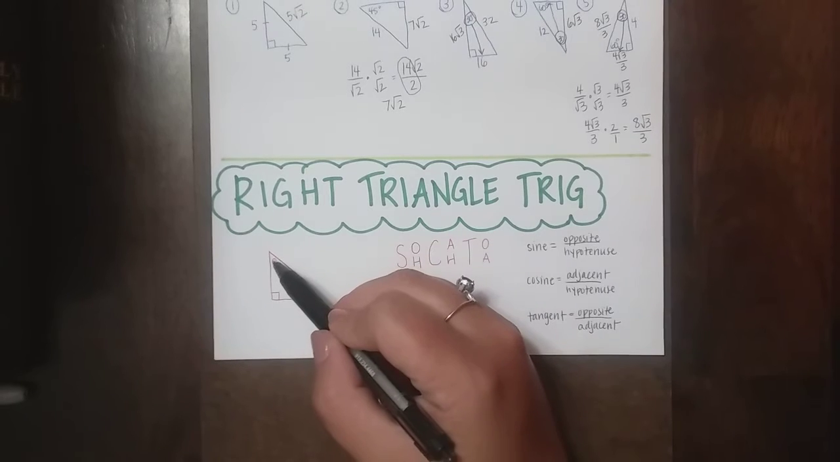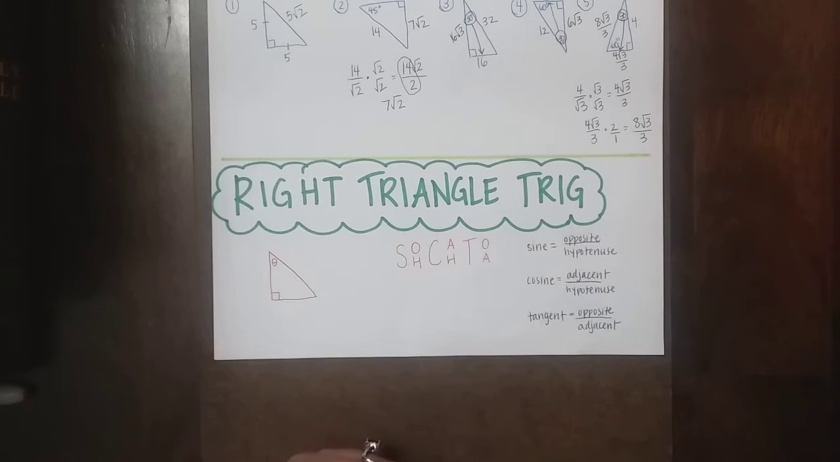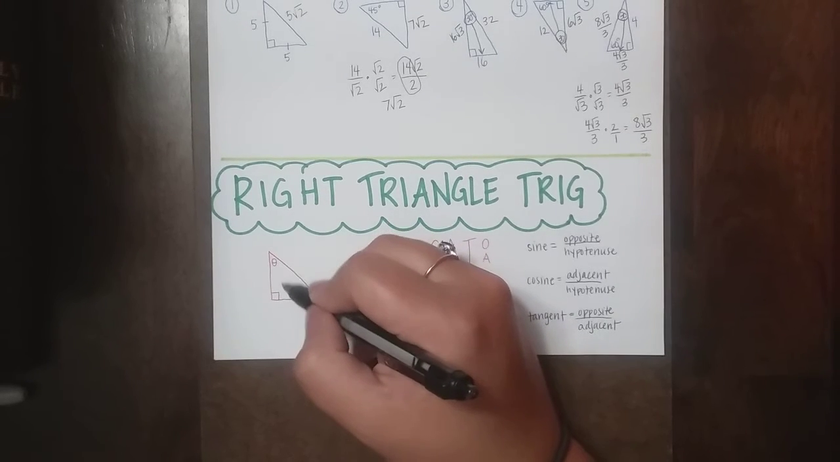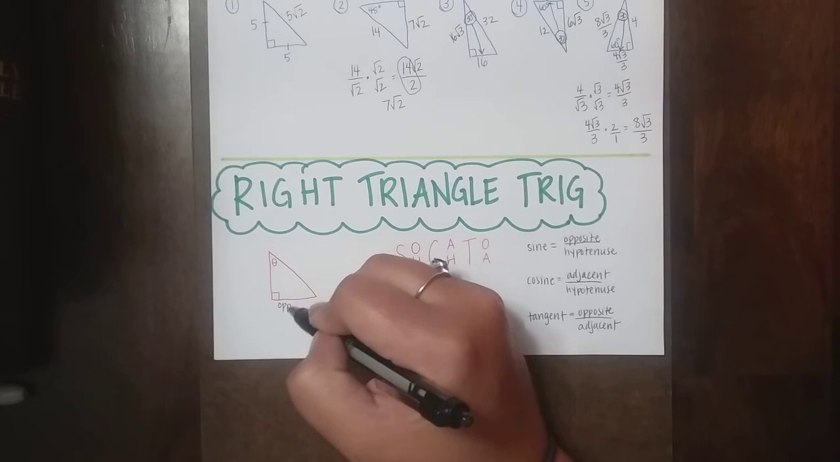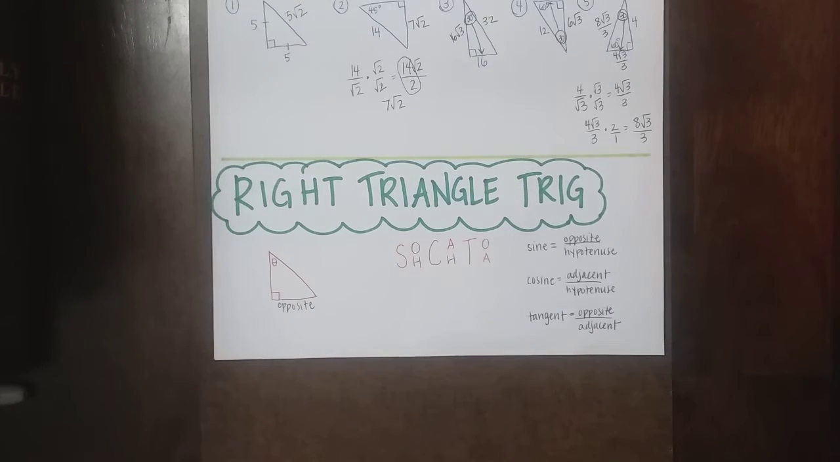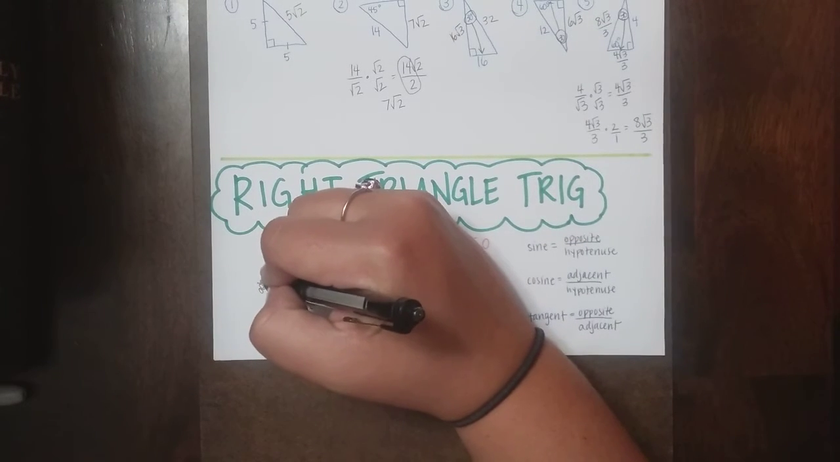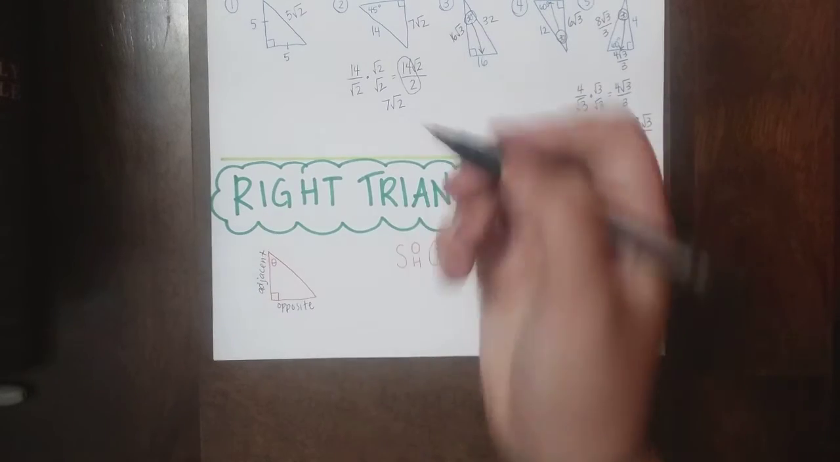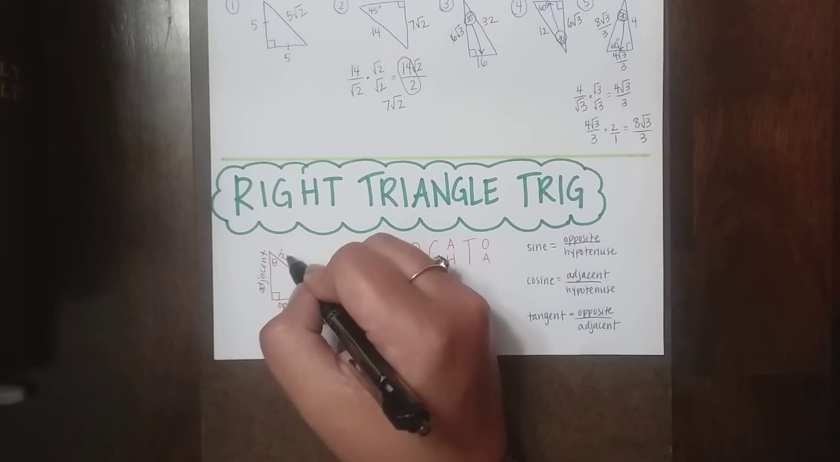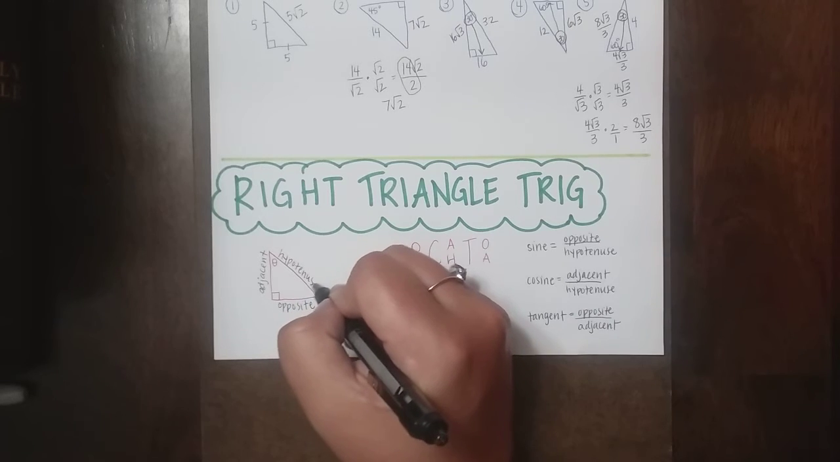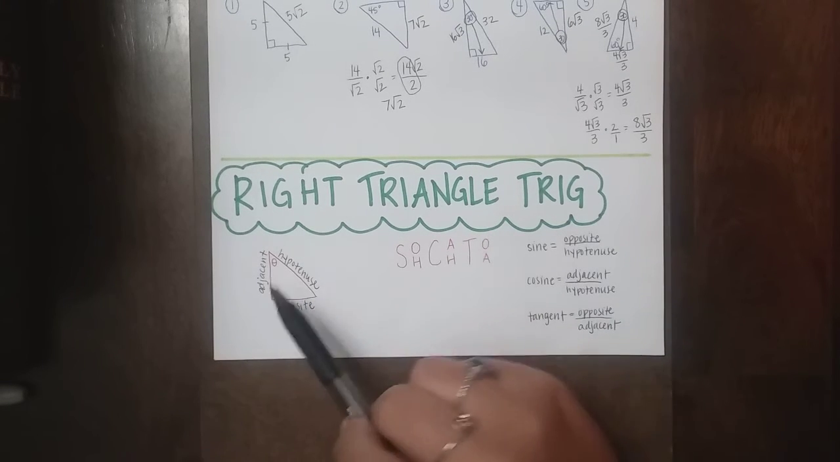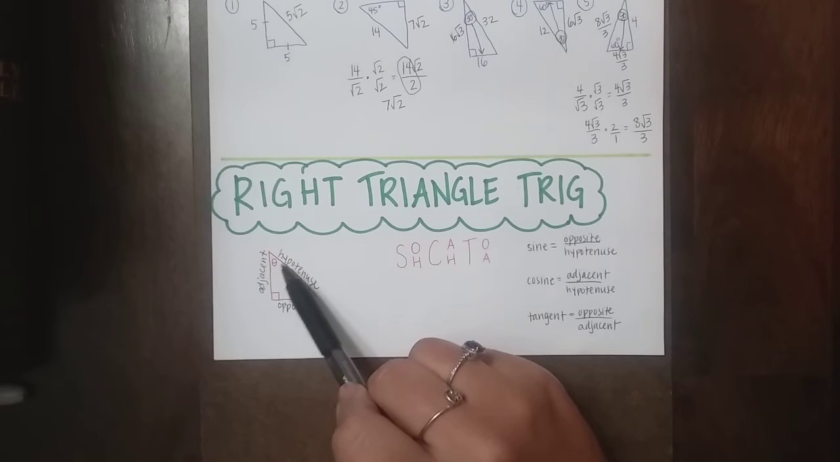So over here, I have theta. Theta is just a variable for an angle, right? If this is the angle that I'm working with, I choose my opposite, adjacent, and hypotenuse sides based on that angle. So for example, the side that it doesn't touch, that's our opposite side. The side that it does touch is the adjacent side. And then the side that's across from the right angle is always the hypotenuse. Always.